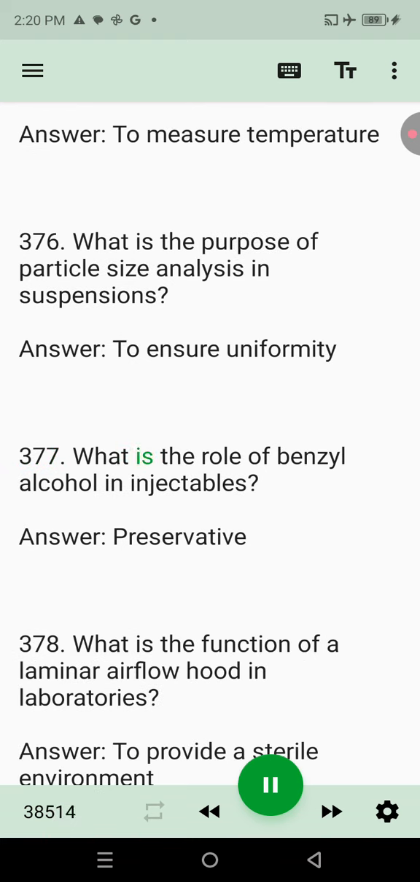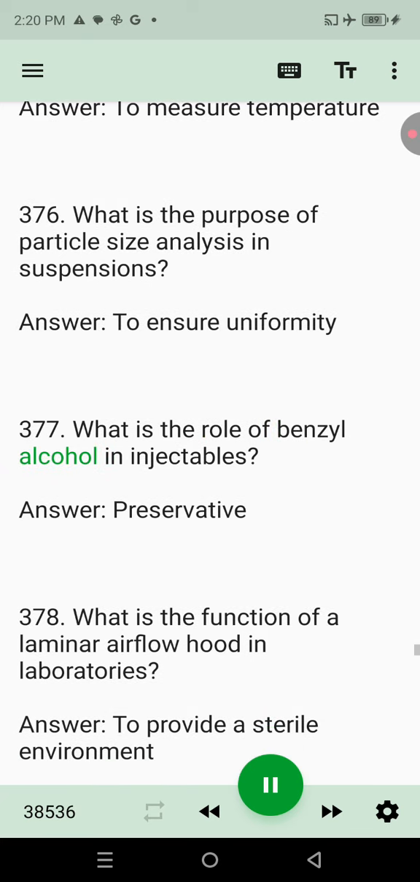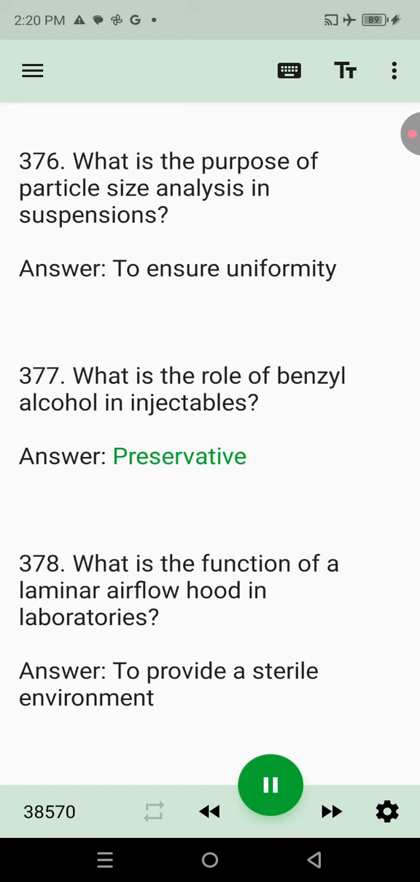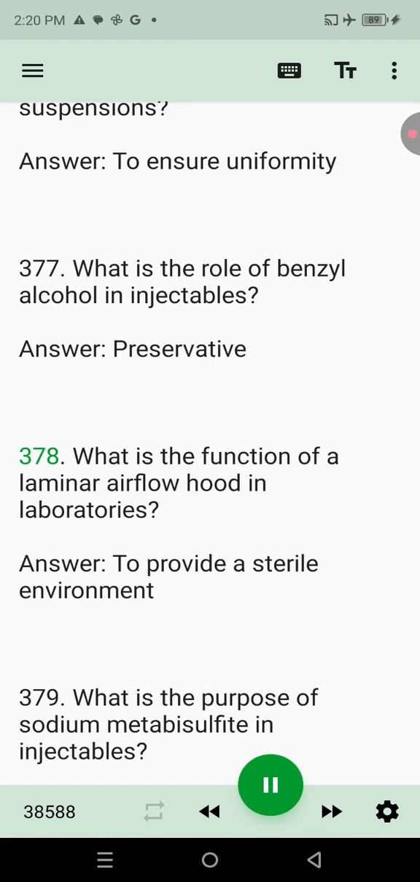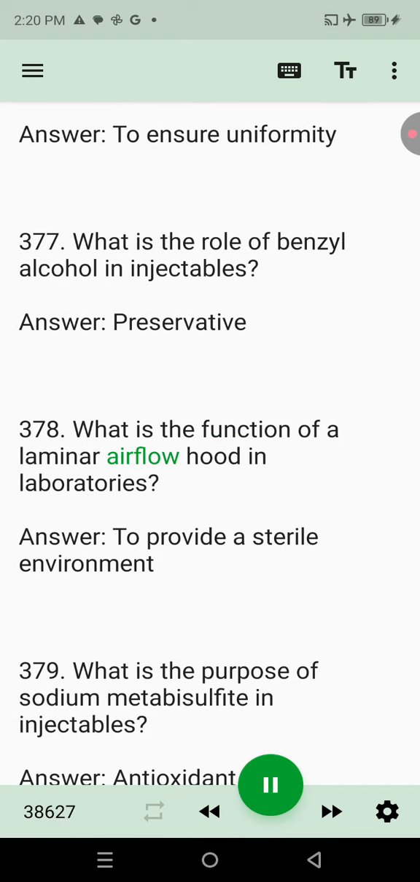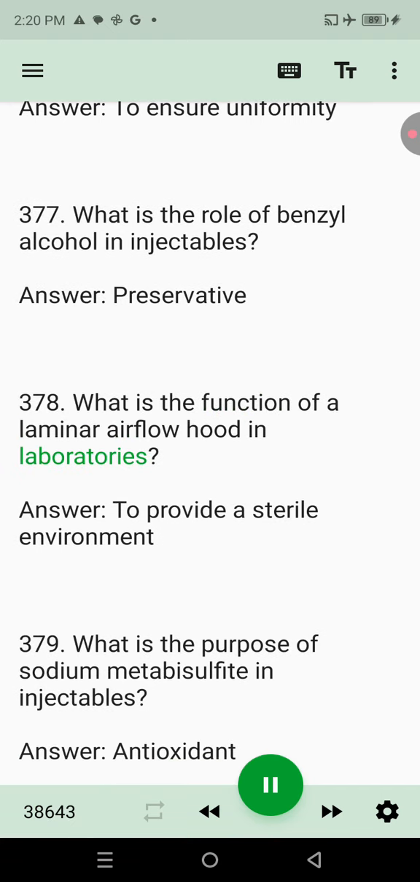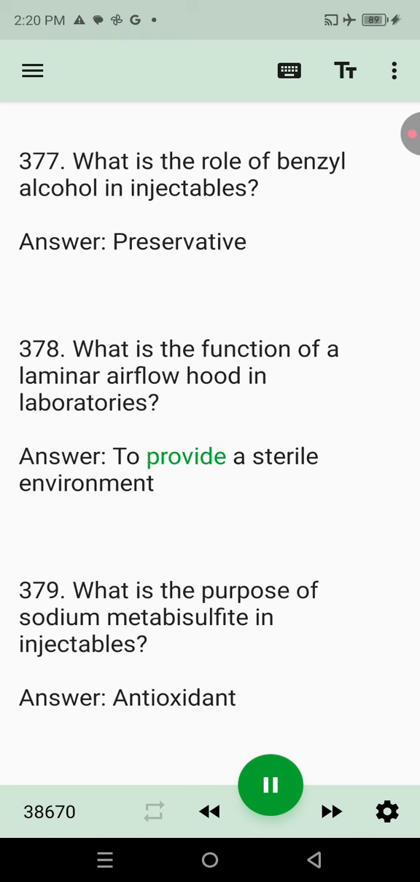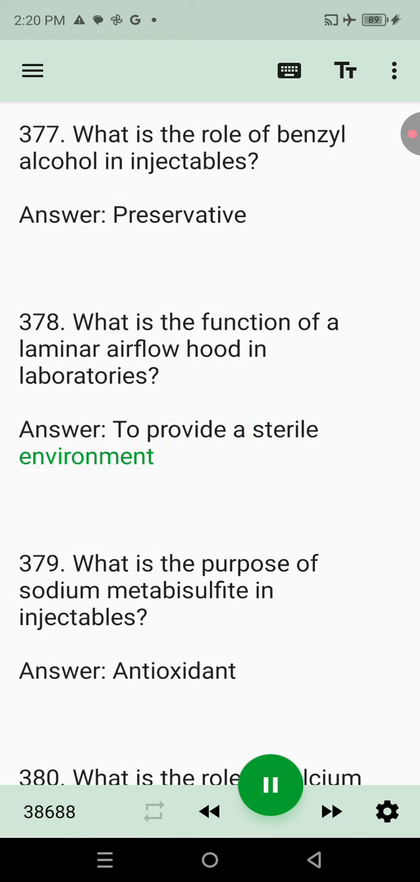377. What is the role of benzyl alcohol in injectables? Answer: preservative. 378. What is the function of a laminar airflow hood in laboratories? Answer: to provide a sterile environment.